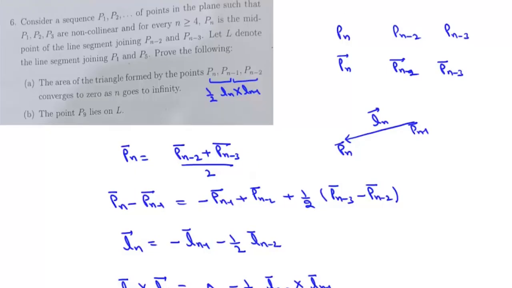Now for the second part, it says prove that Pn lies on L, where L is the line segment joining P1 and P5.